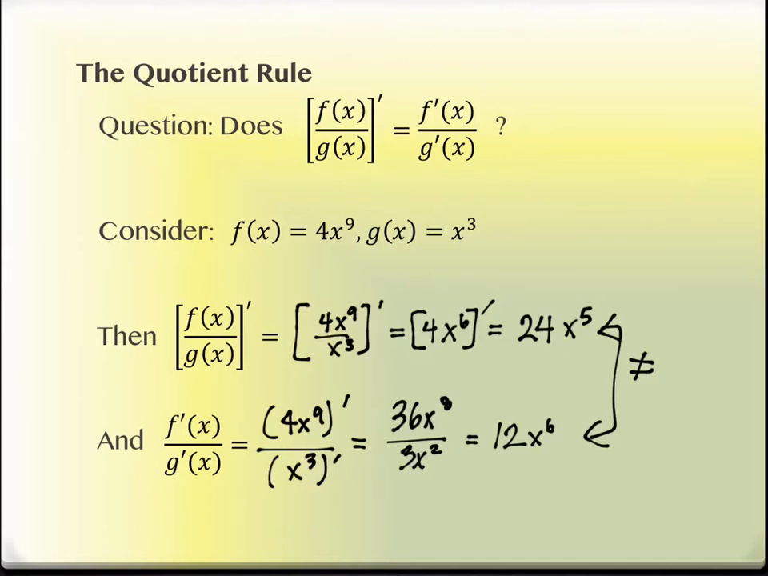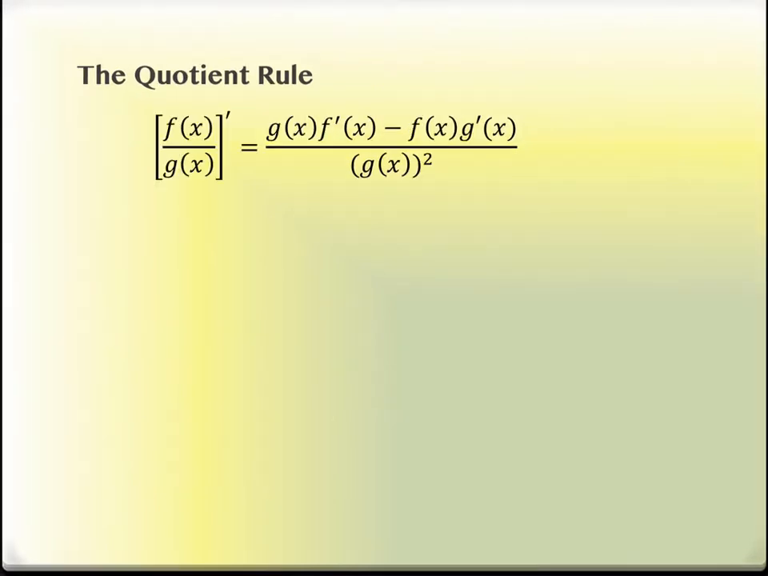So what can I do? Well, the quotient rule. The quotient rule on the top looks much like the product rule, but with subtraction. And then in the denominator, it becomes the denominator squared. So I have g of x, f prime of x, minus f of x, g prime of x, over g of x squared.